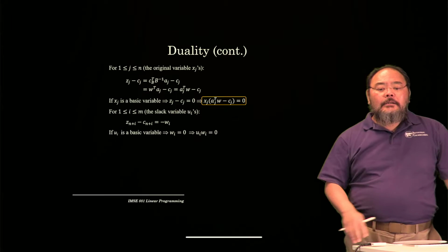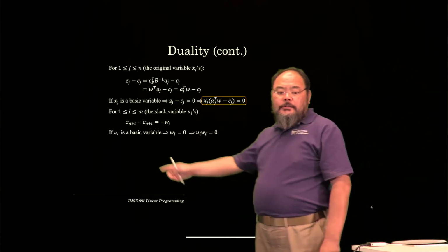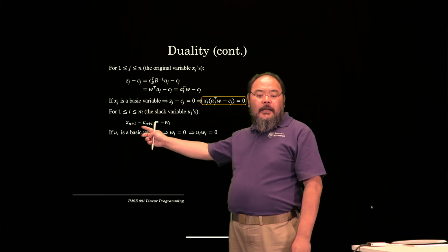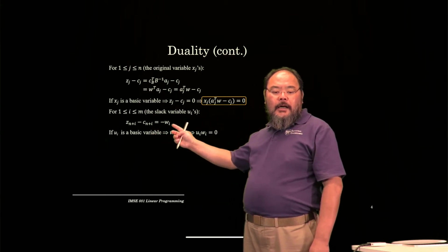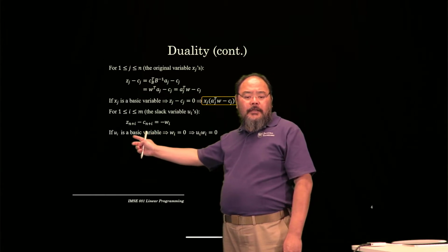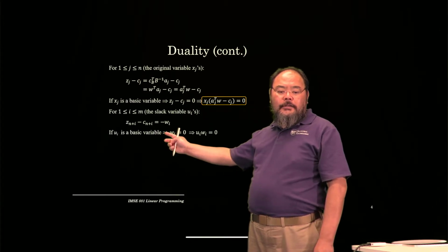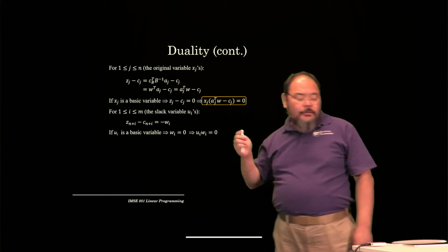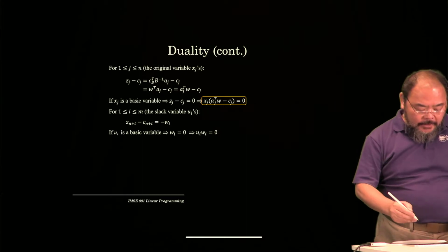Look at the surplus variable section. For the surplus variable, look at their z(m+i) minus c(m+i), which equals negative omega i. So if the surplus is a basic variable, which is greater than or equal to 0, then the corresponding omega i equals 0. So here I'm going to write it down and repeat this again.